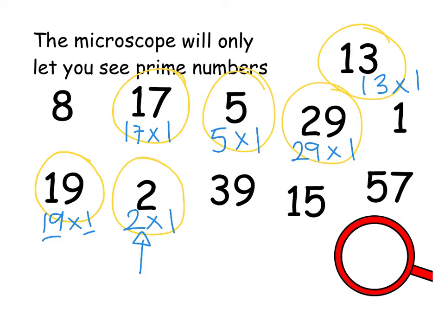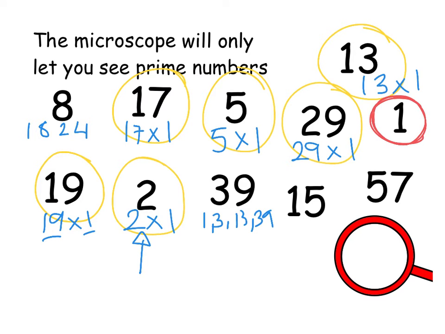The reason number 8 wasn't prime is because it divides by 1, 8, 2 and 4. It had lots of factors. So did 39, it divides by 1, 3, 13 and 39. 57, you might not be aware, but that actually divides by 3, because 60 divided by 3 would be 20, so that's 19. So all these other numbers have lots of factors, except this one here, the number 1.